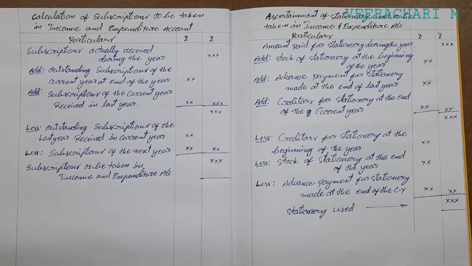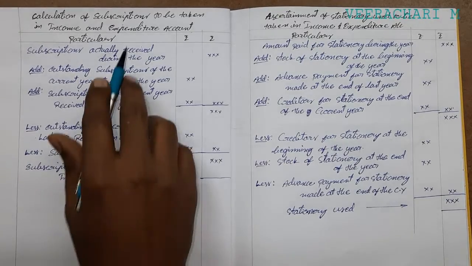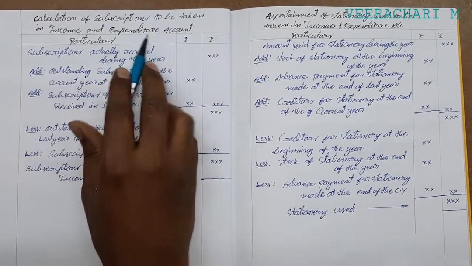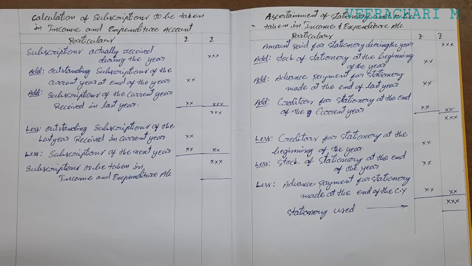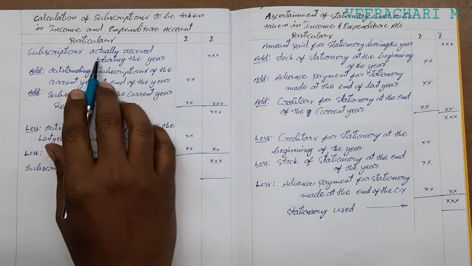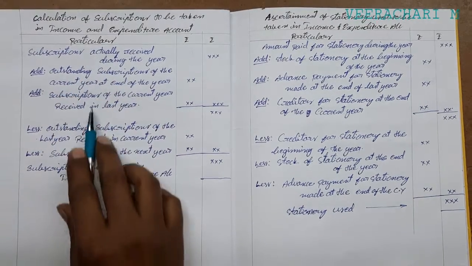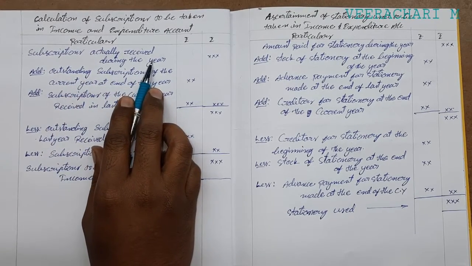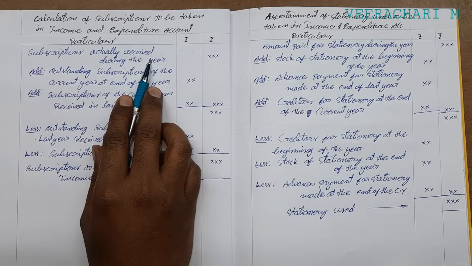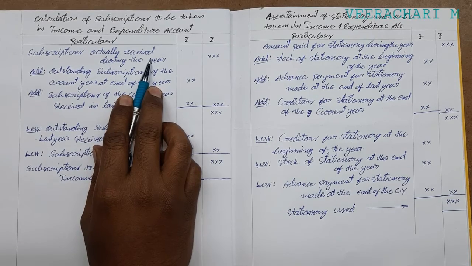From the non-profit organization chapter, there is the calculation of subscriptions, which is to be taken into the income and expenditure account. Subscriptions have to be credited to the income and expenditure account. So that is only the calculation here. In the first item, subscriptions actually received during the year, the amount is available in the receipts and payment account on the receipt side.